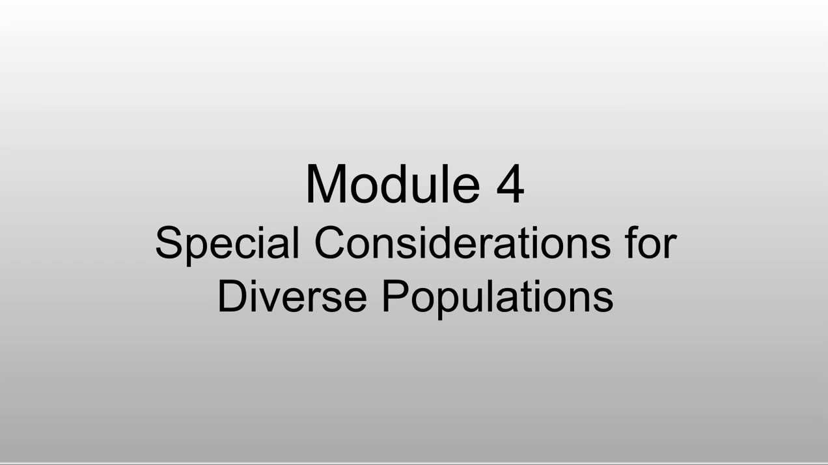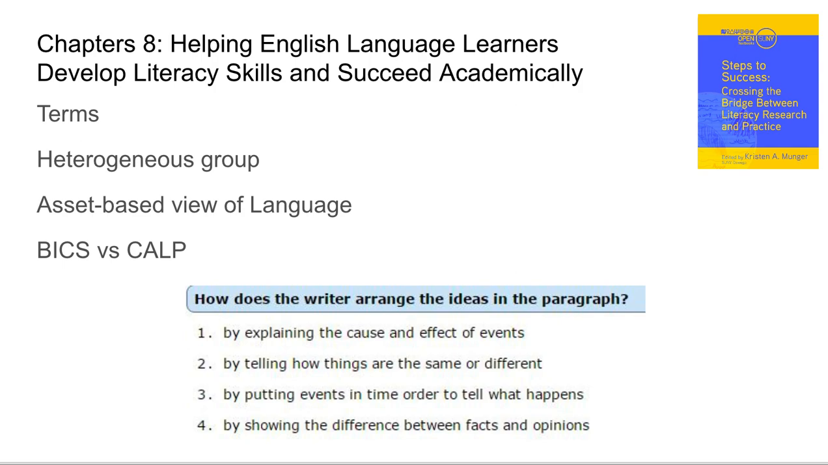In this module, we will take a close look at special considerations for our diverse student populations. Chapter 8 in Steps to Success focuses on the literacy needs of English learners. It's estimated that 1 in 5 students is multilingual or an English learner, and this is a demographic of students that we simply cannot ignore. Furthermore, even if you feel that you don't have strong English learner needs in your classroom, I know that you have students that will benefit from the best practices we will learn in this module.